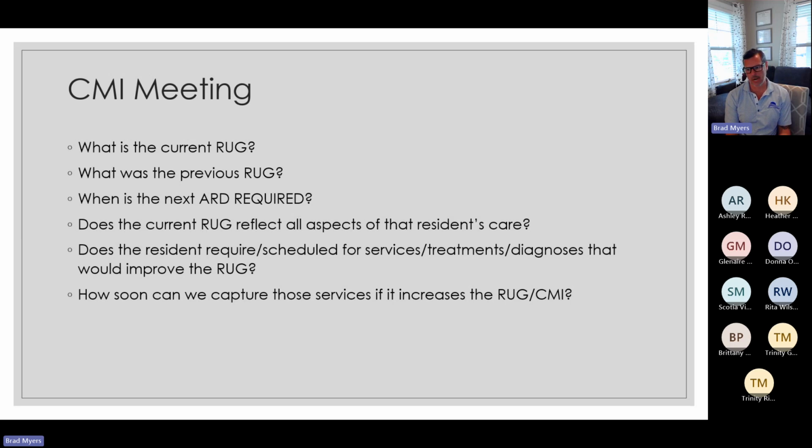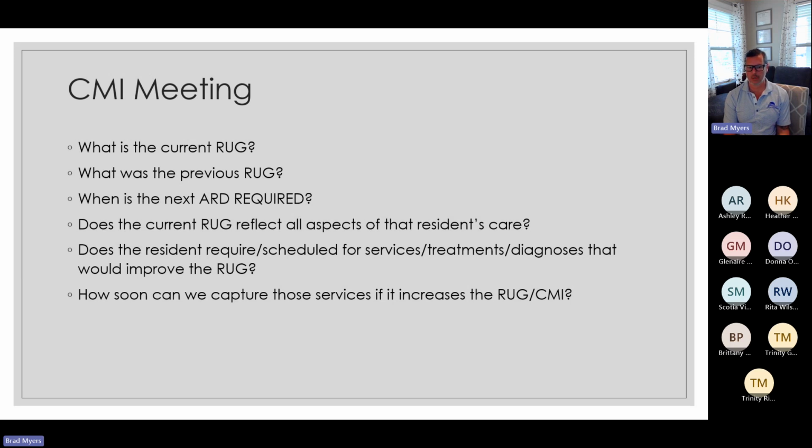What were their ADLs? What are their ADLs now? We need to be bringing out that quality measures report and looking if they're flagging on anything, especially if it's going to be affecting the facility's 5-star rating. What was the previous rug? When is the next ARD required versus when could we do one? Okay, this is somebody who is in a low rug right now, but I think that they have therapy needs. They don't have to have another ARD for another month, but we can go ahead and capture therapy now to offset those low rugs that the person already has.